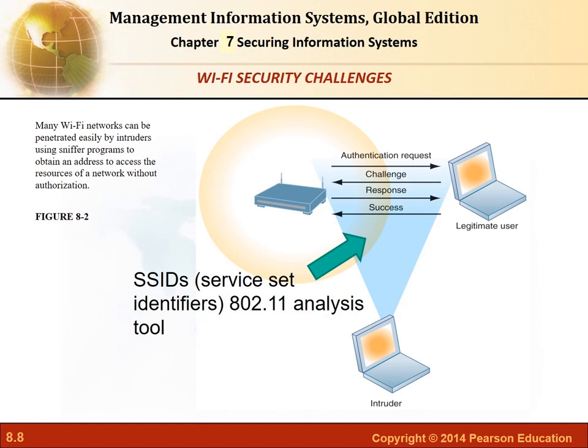This graphic illustrates why wireless networks are vulnerable. The service set identifiers, or SSIDs, identifying the access points in a Wi-Fi network are broadcast multiple times, as illustrated by the orange sphere, and can be picked up fairly easily by an intruder's sniffer program.